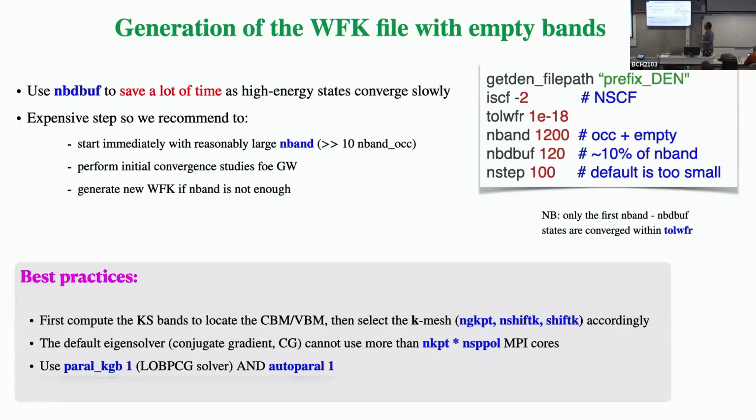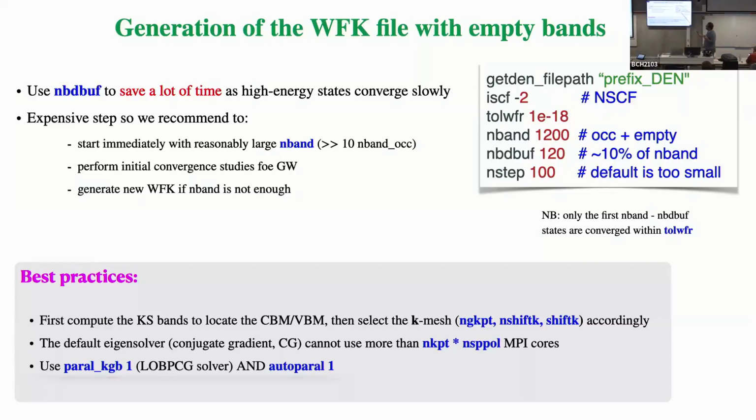This is the tolerance, the stopping criterion on the residuals of the wave function. This is the number of states that we want to compute. This example is for silicon, and obviously in silicon you usually have 4 occupied states, but here we ask for more states because we need to compute the sum over bands. This is a very important point, this parameter nbdbuf, because the NSCF cycle will stop when all the states are converged within this stopping criterion. The problem is that high energy states require a lot of iterations to converge within the stopping criterion.